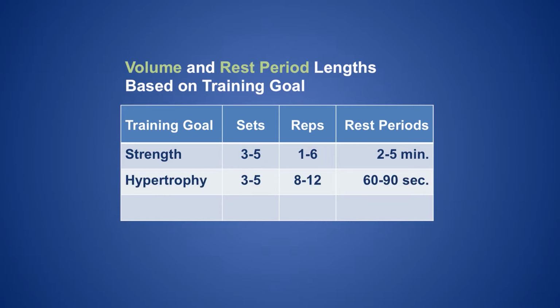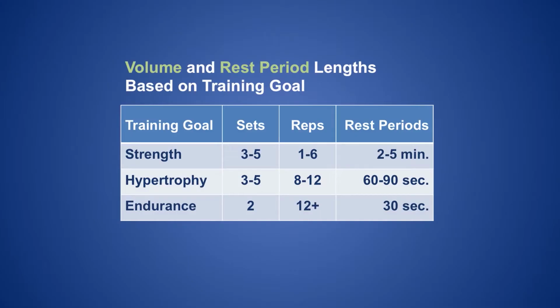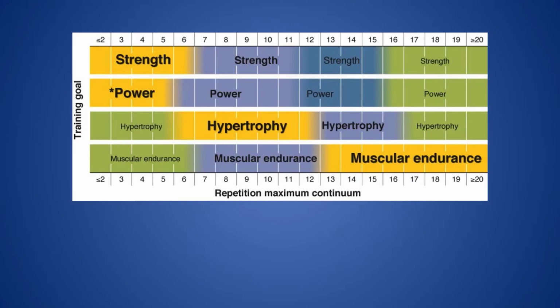For muscle hypertrophy, or increasing muscle size, optimal training is 3 to 5 sets per exercise, 8 to 12 reps with 60 to 90 second rest periods. Lastly, it's best to lower the volume when training for muscular endurance: 2 sets per exercise, 12 or more reps with short rest periods, 30 seconds. An important concept to note is that you'll be realizing all the training outcomes, strength, hypertrophy, and endurance, regardless of what protocol you follow.